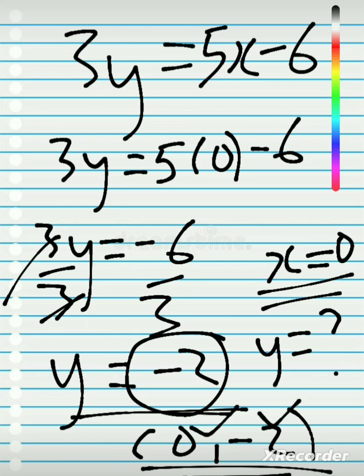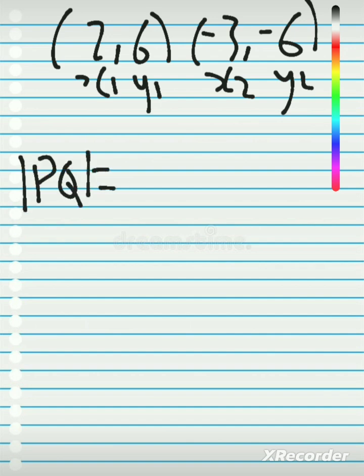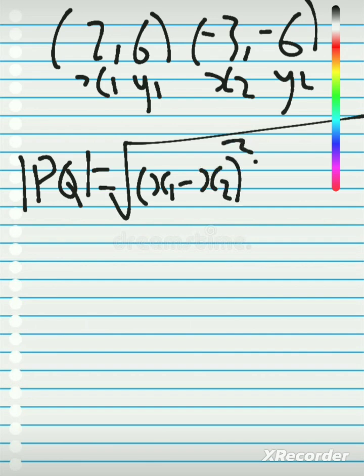We go to question 6, where we have to calculate the length. We have been given (2, 6) and (negative 3, negative 6), so x1, y1, x2, y2. They want us to find PQ. So PQ is the square root of (x1 minus x2) power 2 plus (y1 minus y2) power 2.